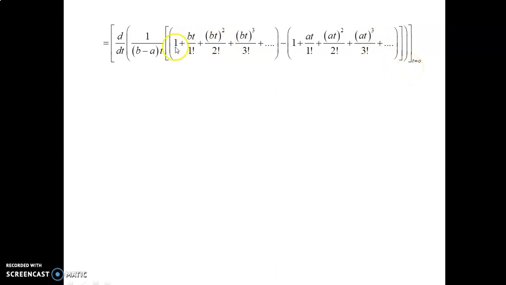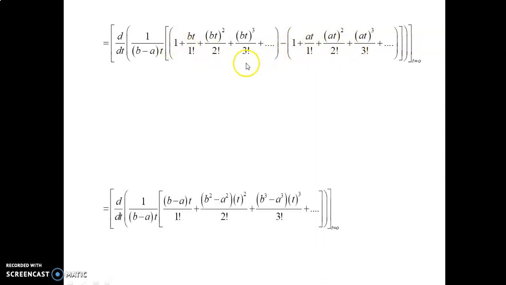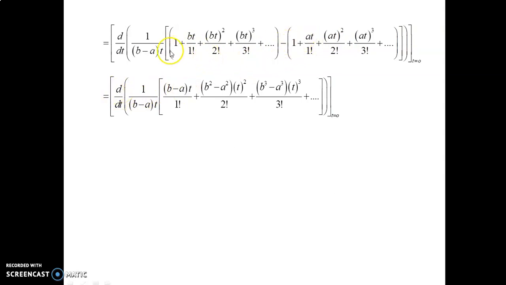Next step, this is plus 1, this is minus 1. Multiply this minus sign inside, so the whole series is negative. So plus 1 and minus 1 cancel. Next, this is a plus term, this is a minus term.